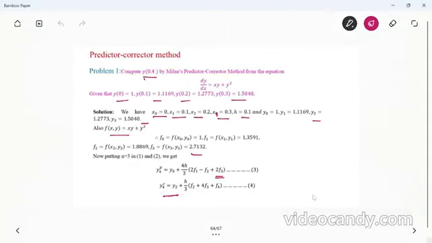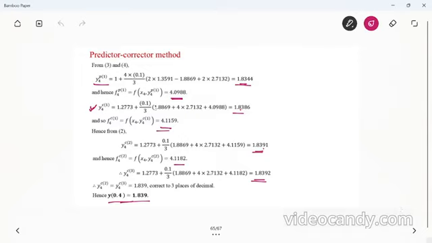So there is a problem. In the predictor-corrector formula, all starting values must be defined, otherwise we cannot solve it. These values are given: y of x0, y of x1, y of x2, y of x3. We have to find y of 0.4. The values of x0, h, y0, y1 are all given. This is the functional value, so we can easily calculate f0, f1, f2, f3 this way. Then this is the formula for the predictor, and this is the formula for the corrector.